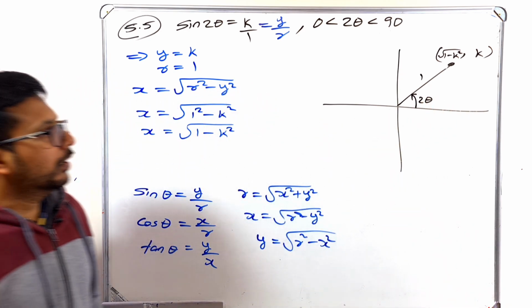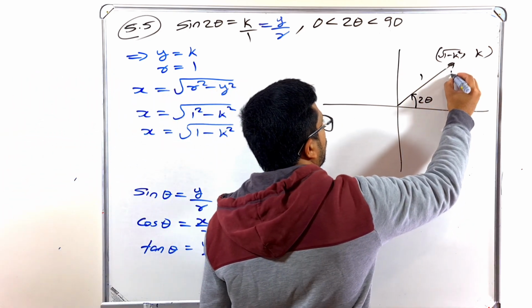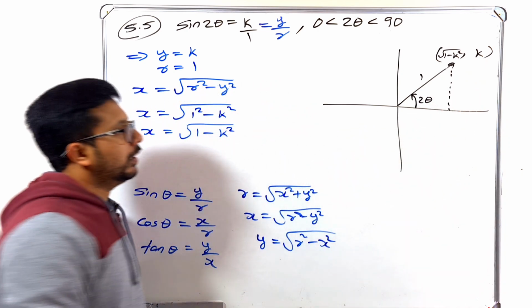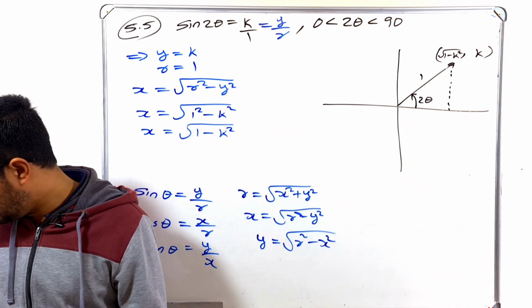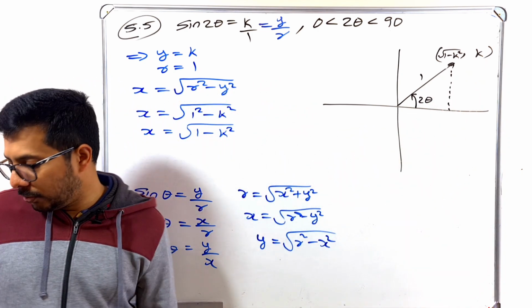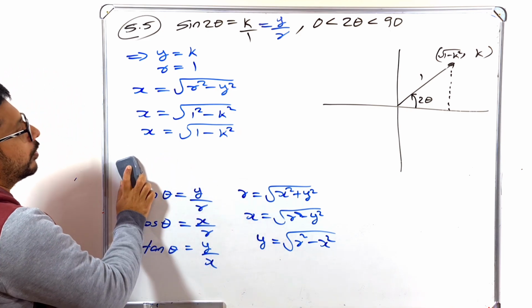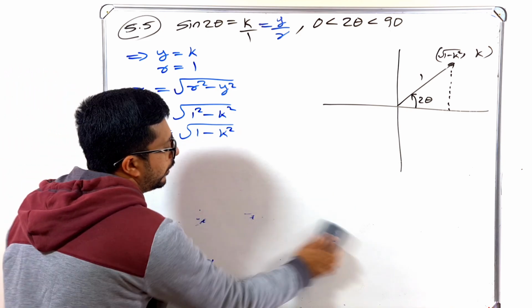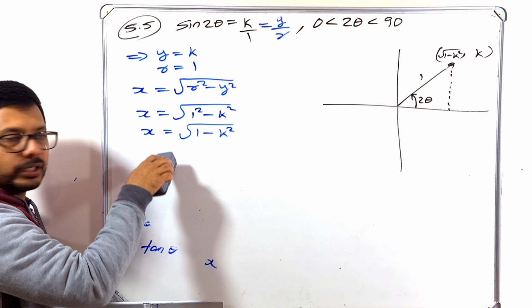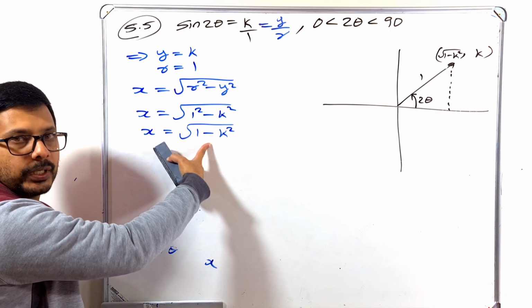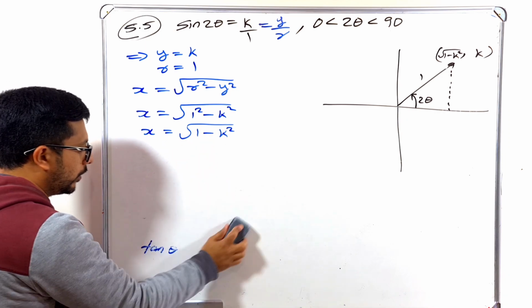Okay. So now what is the question? What do you want to find? First one, cos 2 theta. First question, 5.5.1. Okay, so let me erase this one. So we know x is root of 1 minus k square. So you have to write that one.